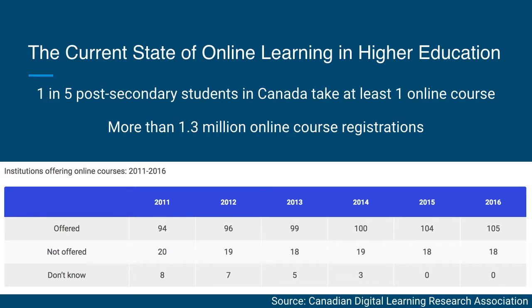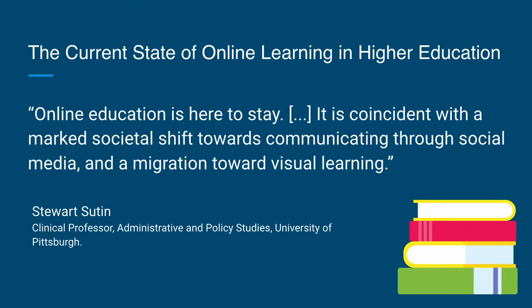They also found that nearly 2/3 of institutions surveyed reported online learning was very to extremely important to their strategic planning. Commenting on the growth of online class enrollment for college and university students, Stuart Sutton, clinical professor of Administrative and Policy Studies at the University of Pittsburgh, wrote, "Online education is here to stay. Ramping up of student interest in online education goes beyond adult learners who work full-time. It is coincident with a marked societal shift towards communicating through social media and a migration towards visual learning."